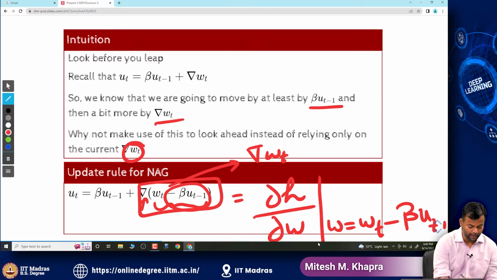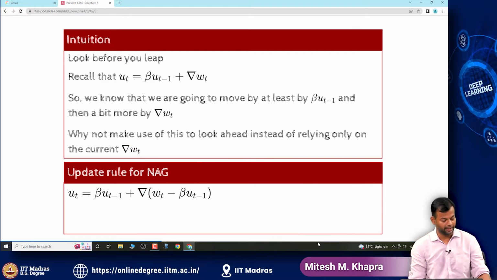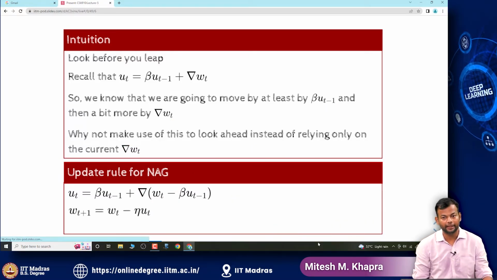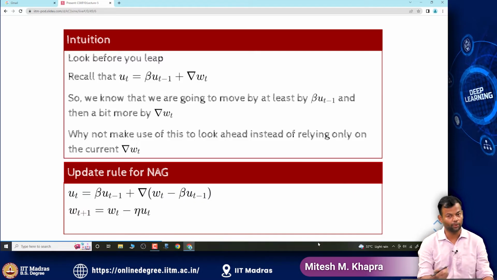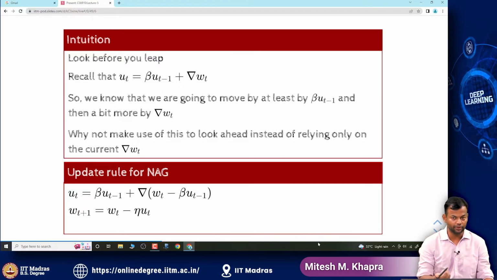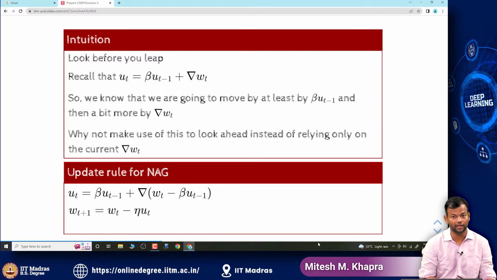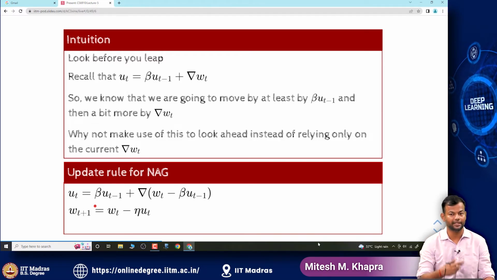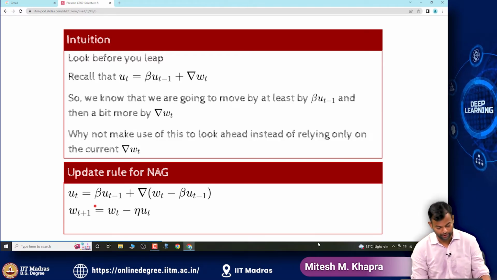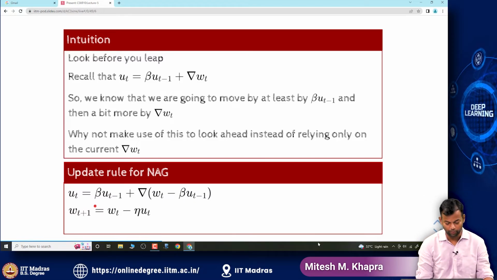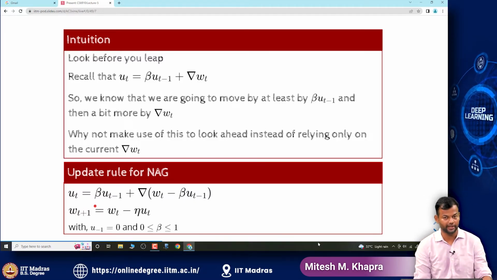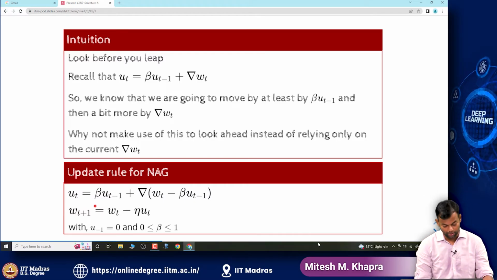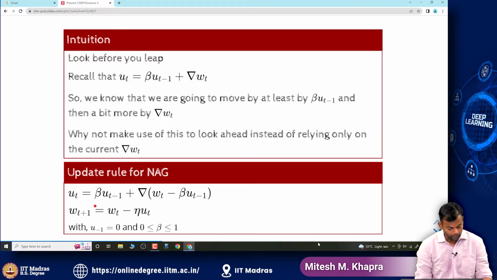So I'm already looking ahead and then checking the derivative at that point, and then my final update is just going to be the same as usual: this is the quantity by which I want to update, ut. So I'll just move in the direction opposite to that. That's what my final update would be, and you'll have similar equations as usual for b also. Okay, good.